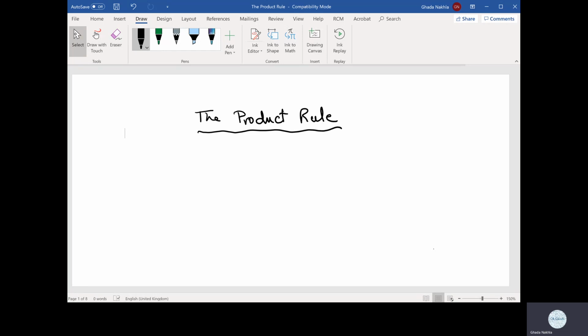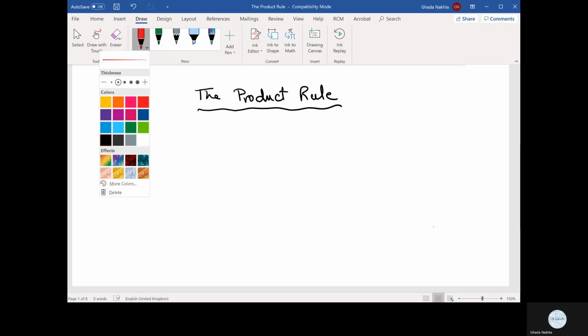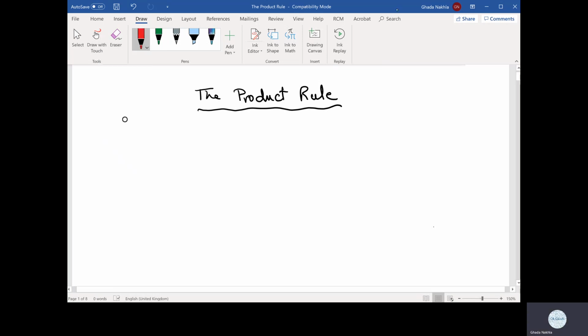Today we are going to look at applying the product rule, and the product rule is one of the rules that we use to differentiate. So let's take a look at the first example. y equals x to the 4 cos x.